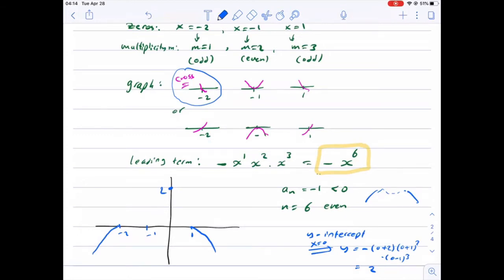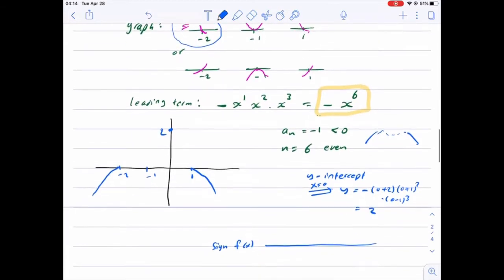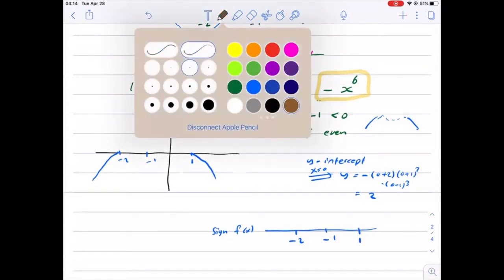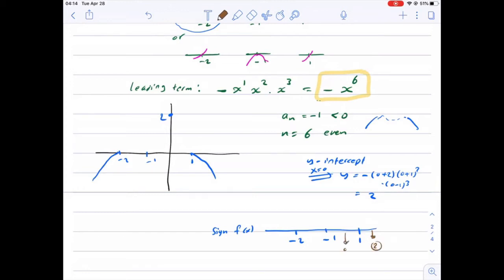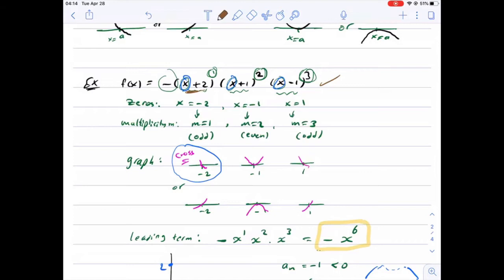But we want to determine one more thing. We can also study the sign of f of x. I mean, make a sign chart and determine the zeros. The zeros are -2, -1, and 1. And we can choose some test values, for example 2 here, 0 between -1 and 1, -3/2, and -3 here. We study the sign by substituting 2, for example, into the function. We get 2 plus 2 is 4, and we have a negative sign out there, and 2 plus 1 is 3, 2 minus 1 is 1.